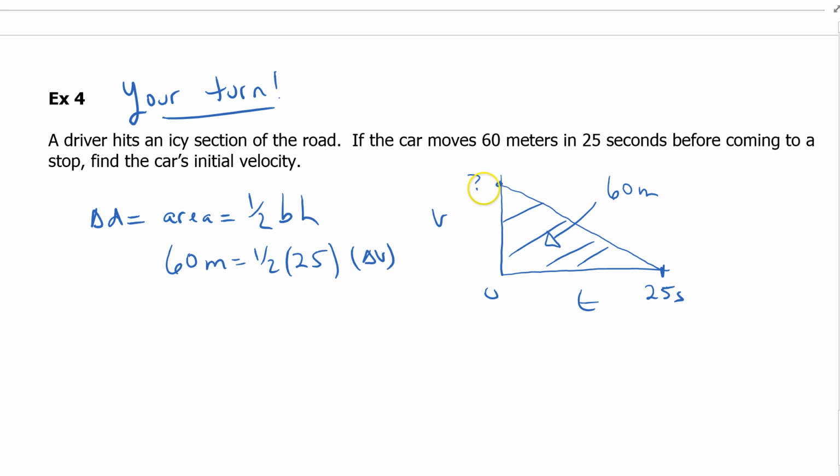So we don't know exactly what this is, but we want to solve for this. This is how much the velocity changed by. Okay, well, 1/2 times, well, you know what, the easiest thing, if I'm going to do this in my head, is I would multiply both sides by 2 to get rid of the fraction. So I'll say 120 is equal to 25 times how much the velocity changed. Now I'll divide both sides by 25, and 120 divided by 25, 4 and 20 over 25, so 4.8.